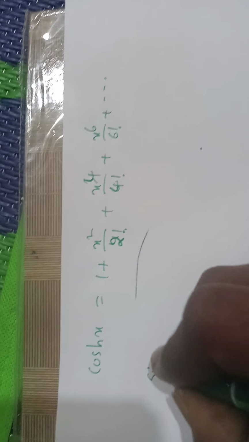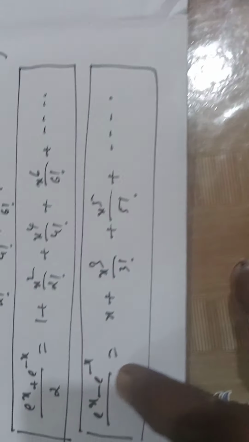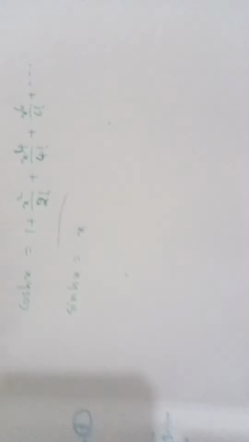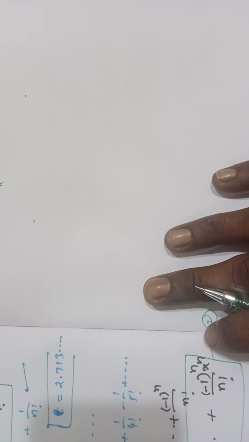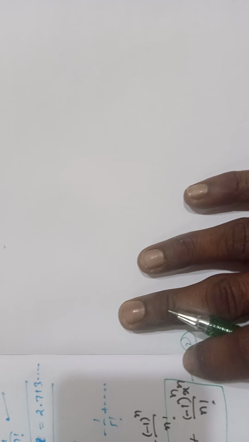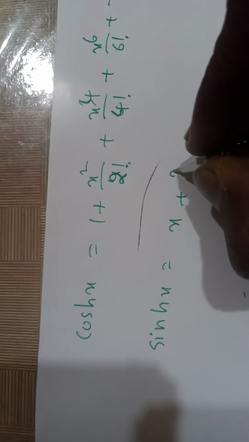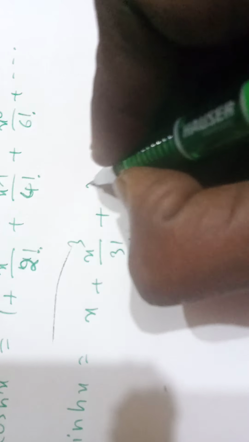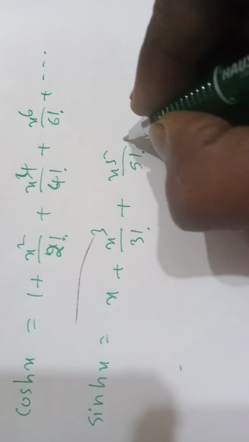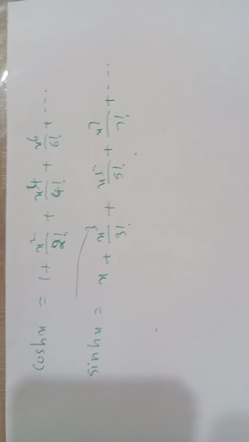And the sin hx series also we can write here. We will start with sin hx, this one: x plus x cube by 3 factorial plus x power 5 by 5 factorial plus x power 7 by 7 factorial, and so on. So you need to remember both of them.